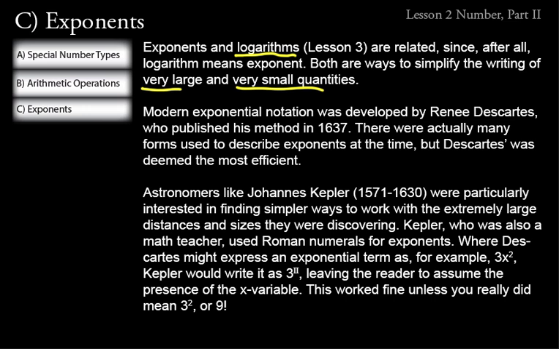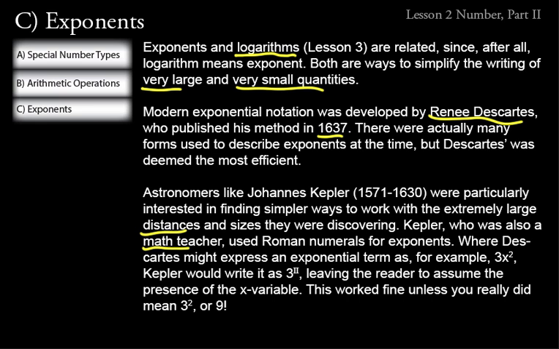Now, modern exponential notation was developed by René Descartes, and he published his method in 1637. So it's been around a while. There were actually many forms used to describe exponents at the time, but Descartes' was deemed the most efficient. And astronomers like Johannes Kepler were particularly interested in finding simpler ways to work with extremely large distances and sizes they were discovering in astronomy. Remember, we talked about Kepler a little bit in lesson 1.